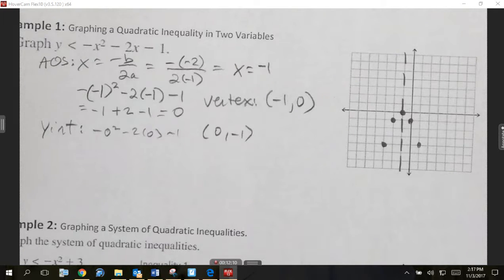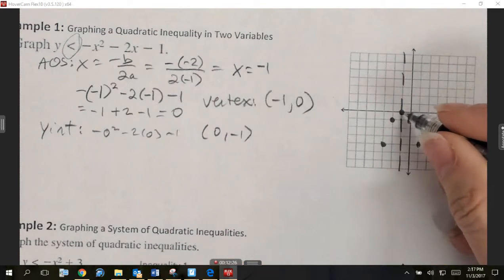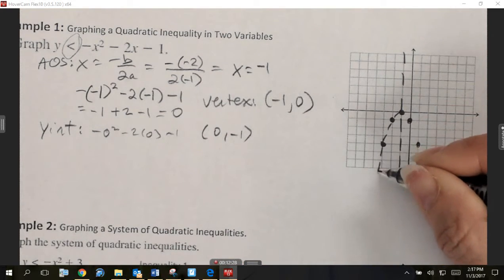Is this going to be a dash or a solid? Dashed or solid? David, dashed or solid? Dashed, because it's not equal to. It's only less than, so it's dashed. It's not really there.